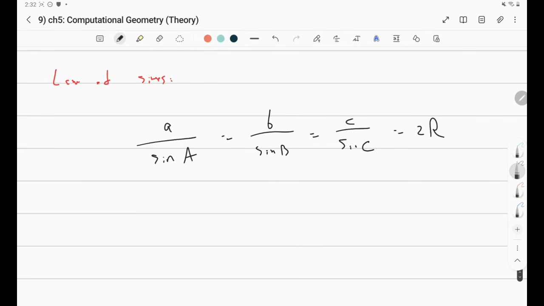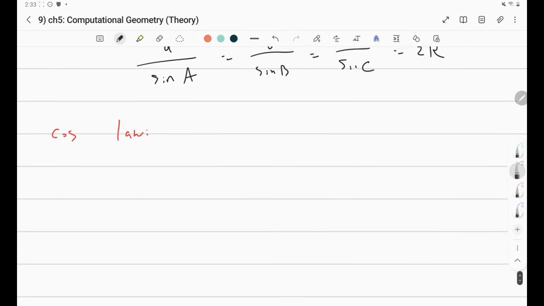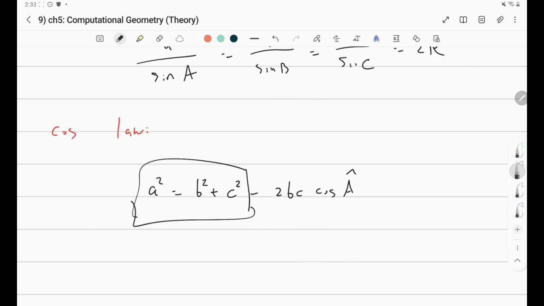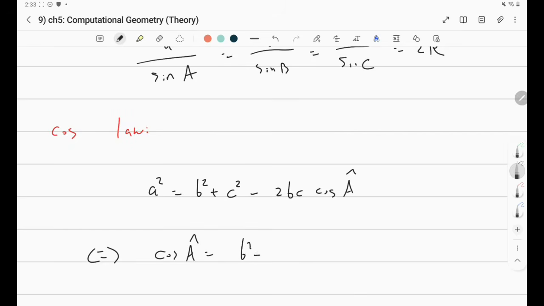That's the most powerful. We also have the cosine law, which is simply a squared is equal to b squared plus c squared minus 2bc cosine A. It's kind of a generalization of Pythagoras, right? This is Pythagoras, but now you just need to add this term. Of course, you can also isolate cosine A and write it using the other stuff. So it's equal to b squared plus c squared minus a squared, divided by 2bc.